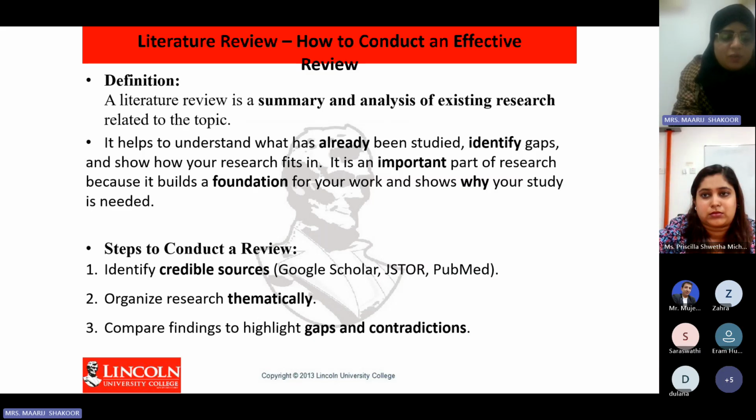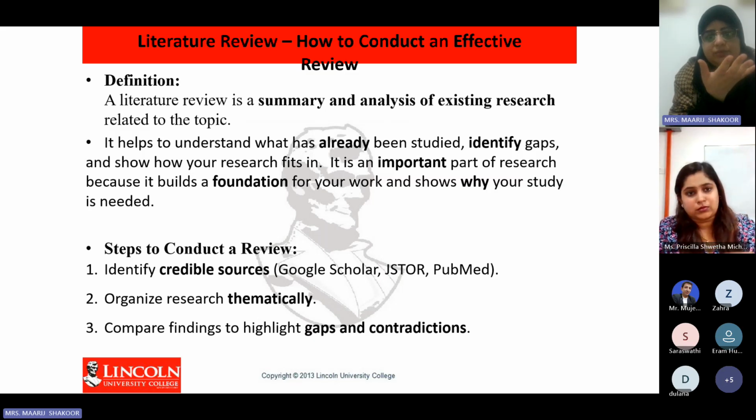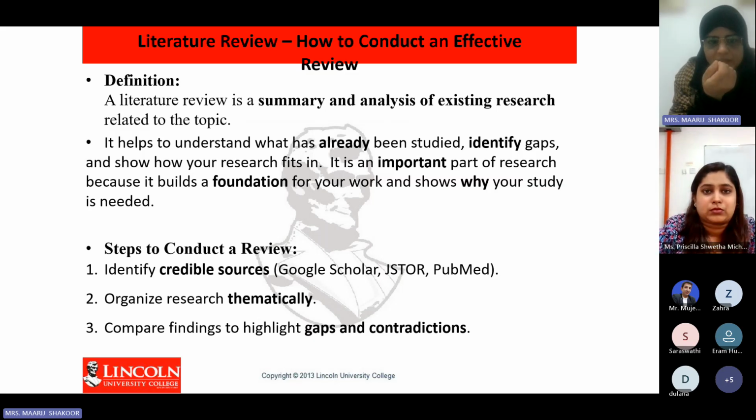How is it going to build a foundation? Because it is going to help us find that research problem or that gap, and we have to mention it in the analysis for your work, and it shows why your study is needed. Yes, literature review is going to answer why you are going to do this, and how you have to do this. We will work on it later in the analysis.